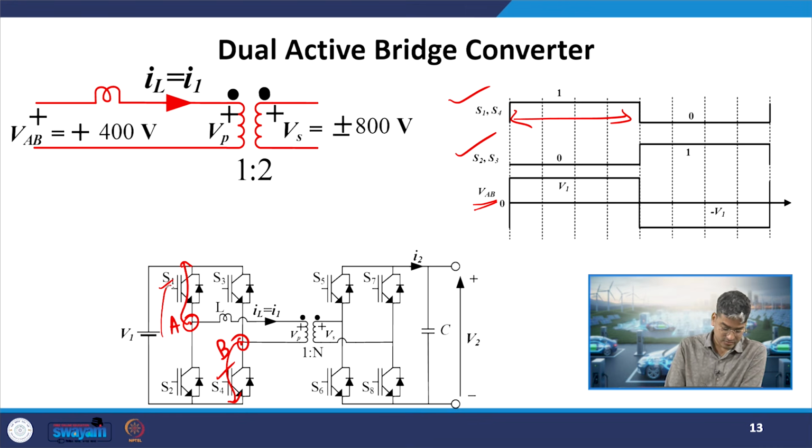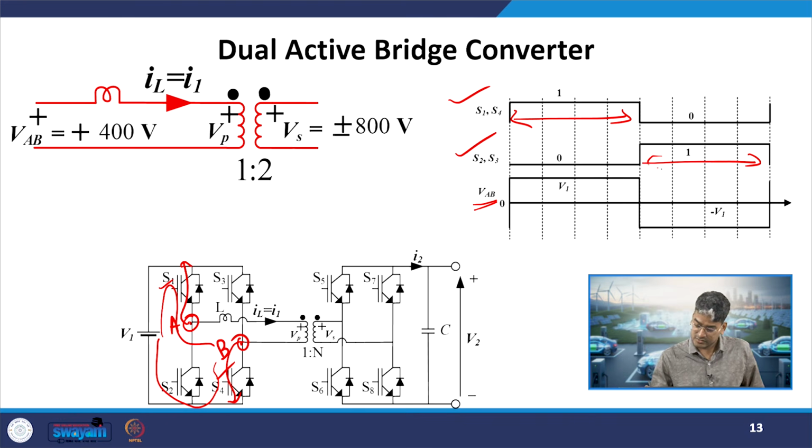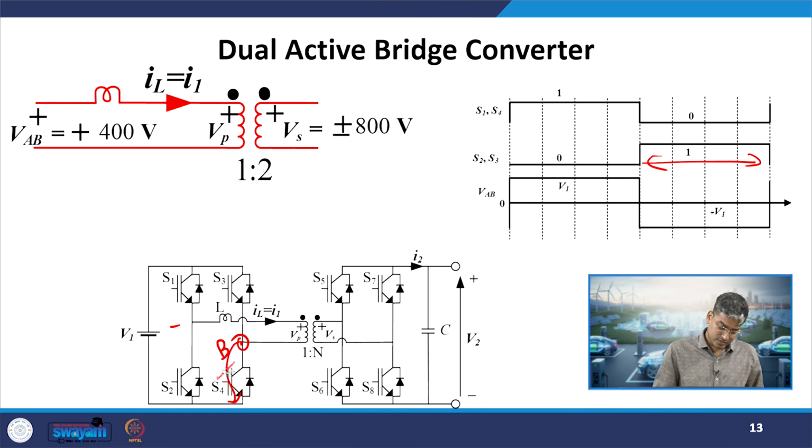Okay. So, in this way I can apply KVL in this loop. Okay. And I will observe that VAB will be equal to V1 when S1 and S4 is on. Now let us see the next 4 divisions, okay, where S2 and S3 are on. If S2 and S3 are on, now the VAB voltage will be equal to minus V1, okay, which is 400 in this case.